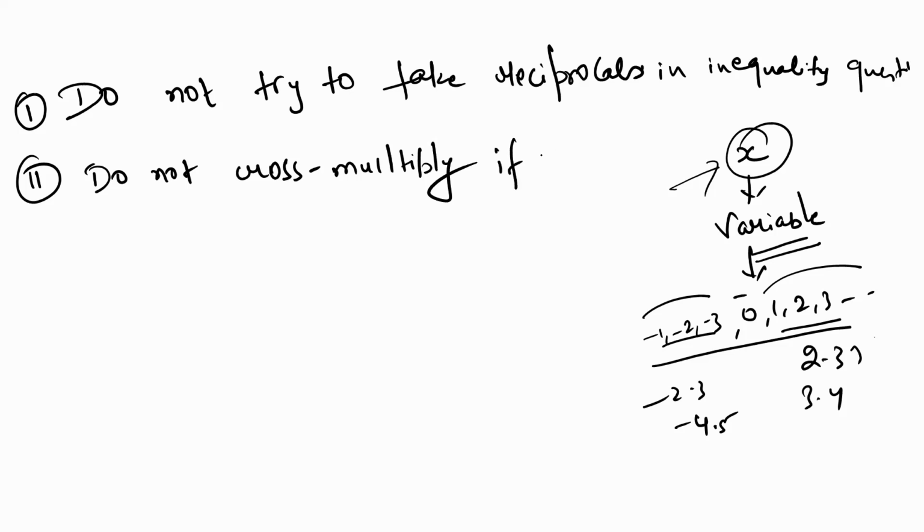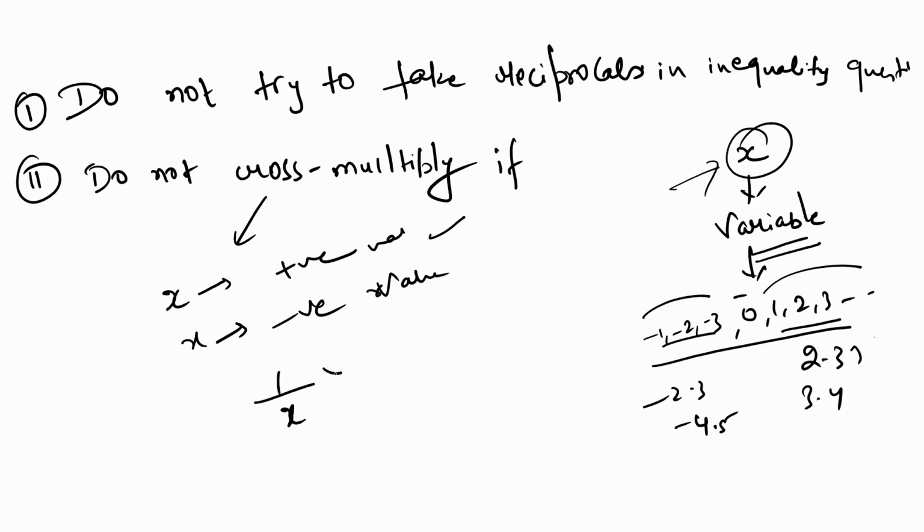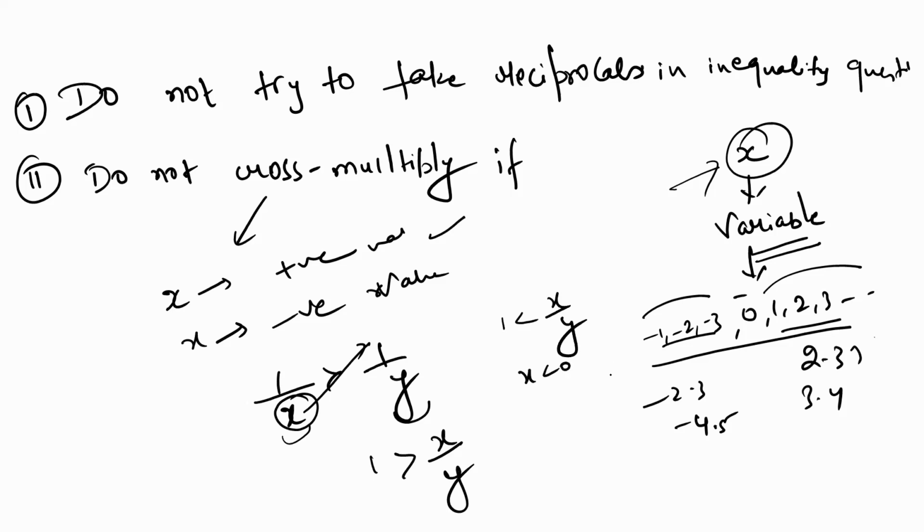Why have I told you this? Because x can take a positive value, and x can take a negative value also. Got it? When the x value is positive, then definitely you can cross multiply. See here, 1 by x greater than 1 by y. Since you know x is positive and y is positive, you can definitely cross multiply, meaning 1 is greater than x by y. But if this value is negative, then the inequality sign will change. Even if you cross multiply, the inequality sign changes.